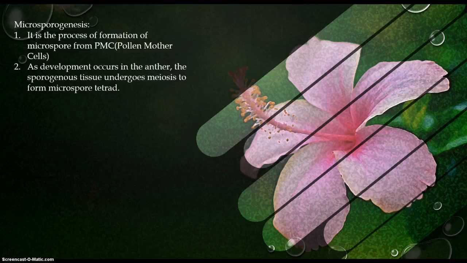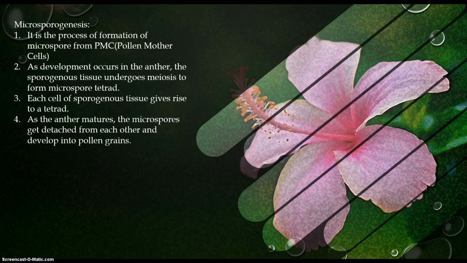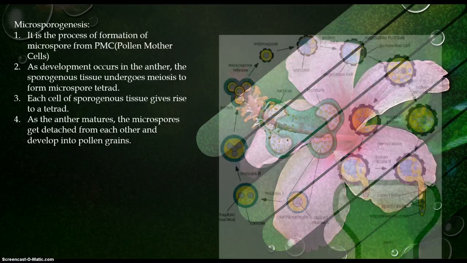Microsporogenesis. As the development occurs inside the anther, the sporogenous tissues undergo meiosis to form a microspore tetrad. Each of the sporogenous tissue cells gives rise to this kind of tetrad. Whatever sporogenous tissue cells are present inside the microsporangium, all of them develop tetrads. As the anther matures, the microspores get detached from each other and generate individual pollen grains.